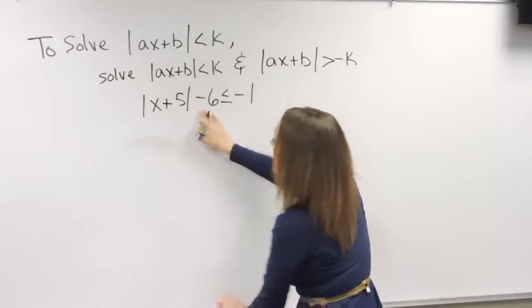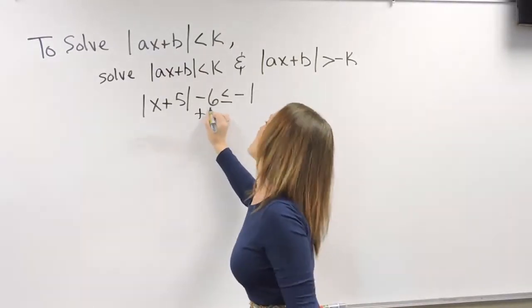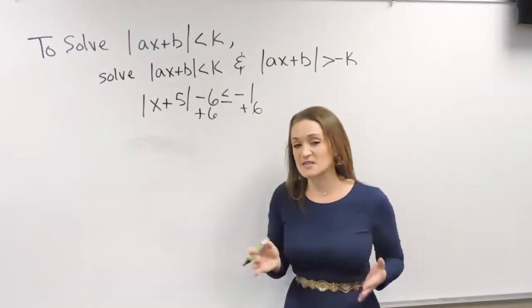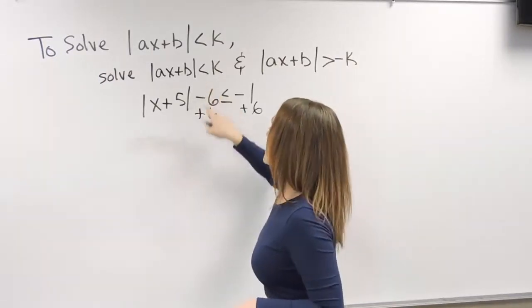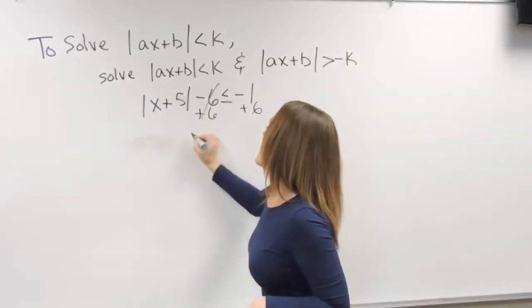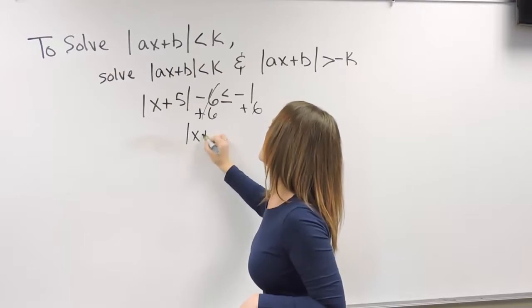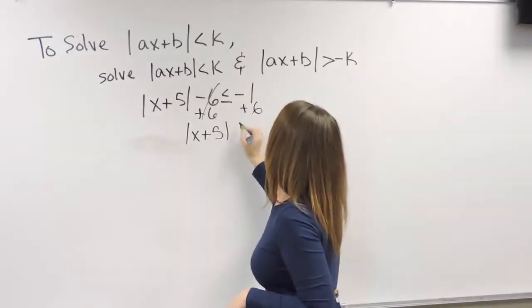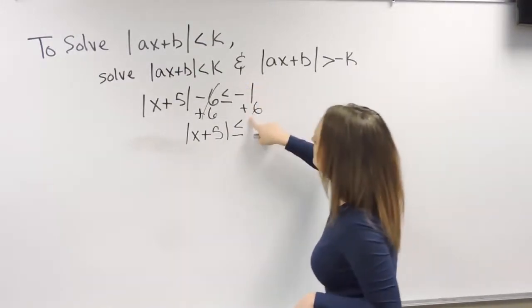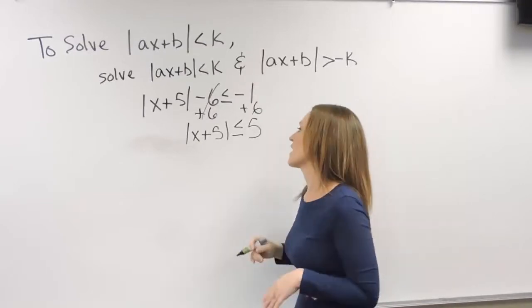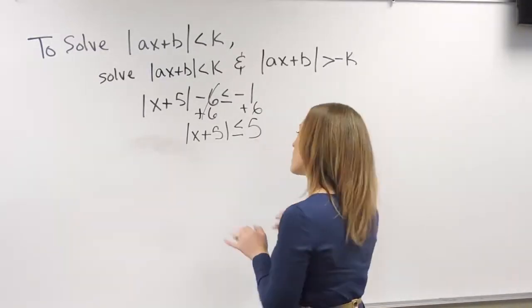Since we have a -6 hanging out over here, I'm going to add 6 to both sides before we do anything. -6 plus 6 cancels, and let's drop down the absolute value of x plus 5, and then this is going to give me, well, -1 plus 6, that's 5. So this is the equation I want to work with.